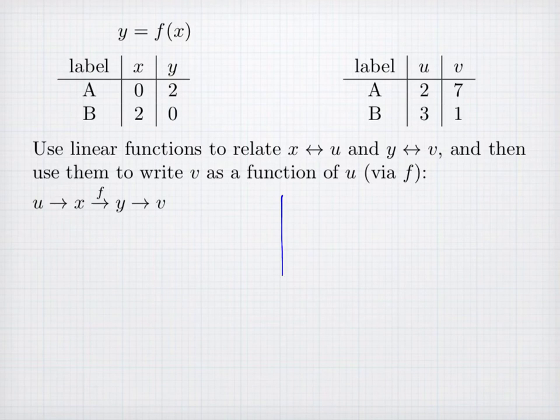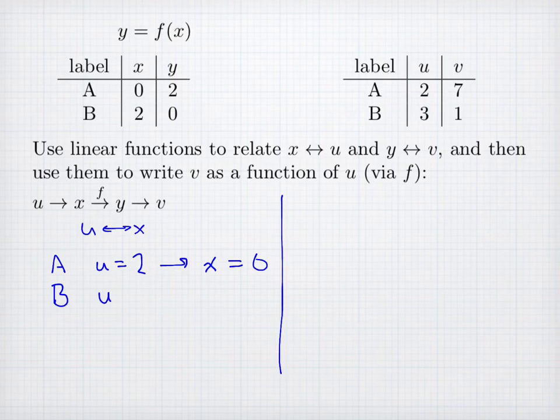So we do this in 2 steps. First, we're going to think through the function, how are u and x related? So we want to think of u becoming x, and so we're going to think of our points A, u started at 2, and that needs to become x at 0, and for our point B, u equals 3 needs to become x equals 2. Here we're focusing on the column u and x.